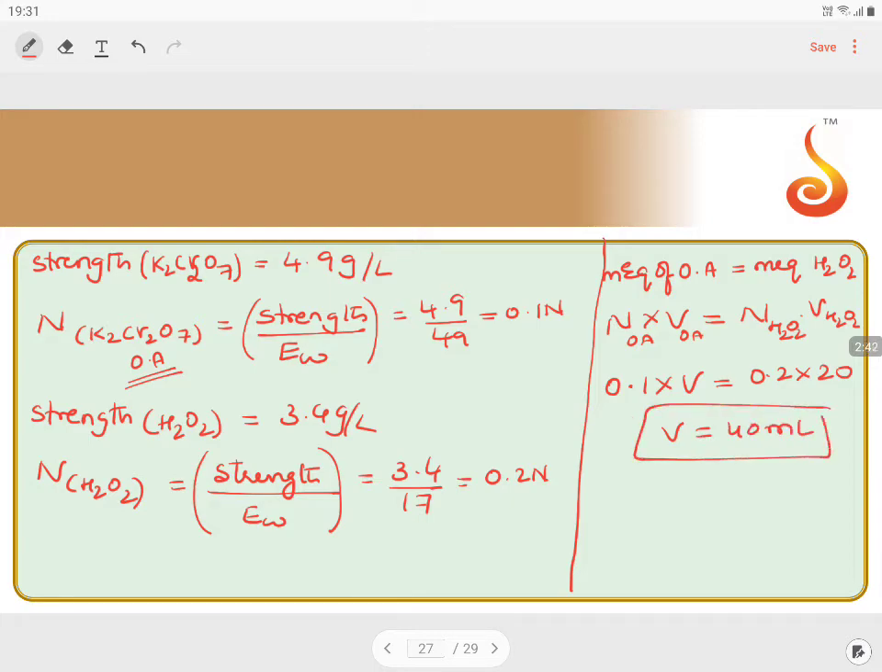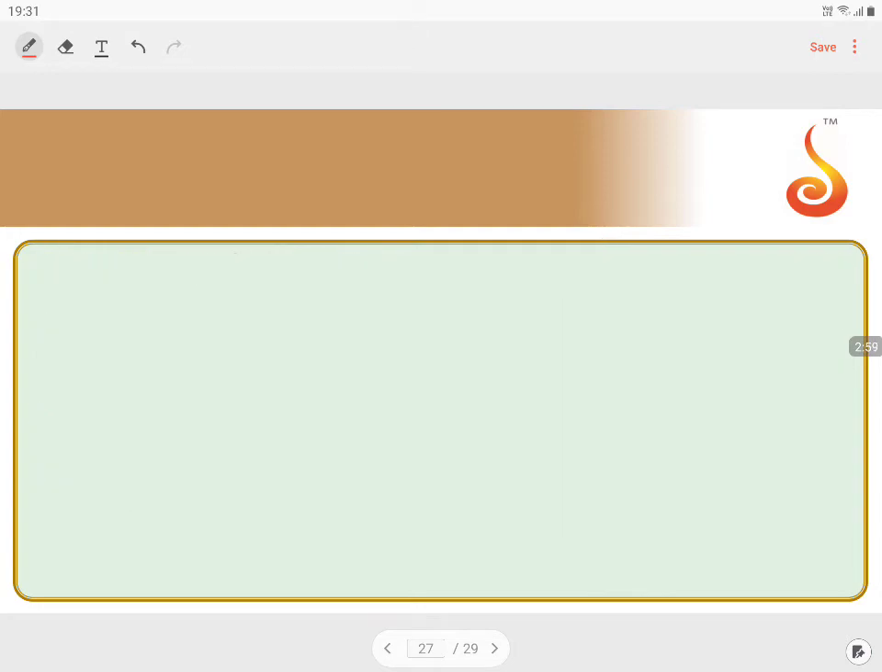So what is the volume of K2Cr2O7 required? The first part of the question: volume of K2Cr2O7 required to oxidize completely 20 ml of H2O2 is 40 ml. So the first part of the question is completed. Now the second part of the question we will be doing.